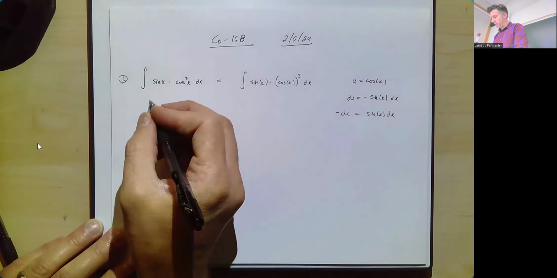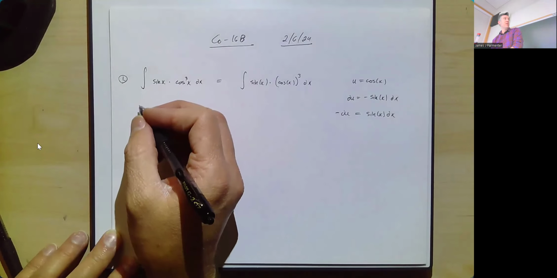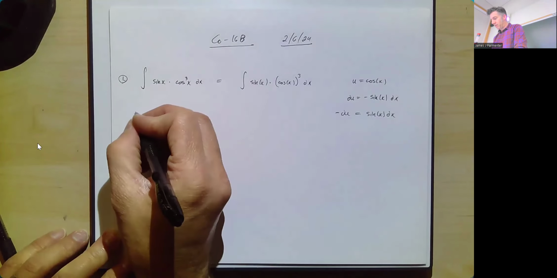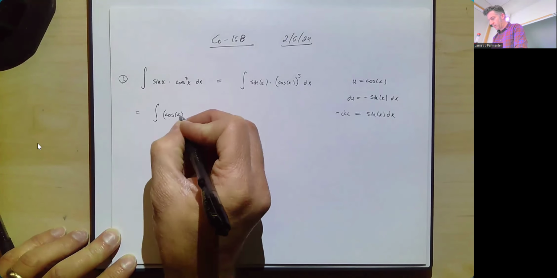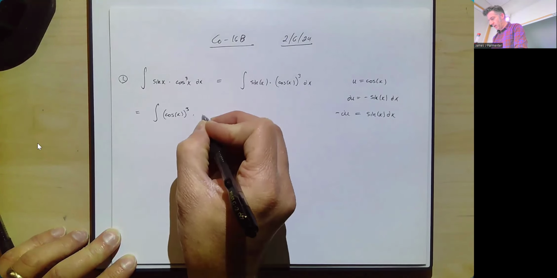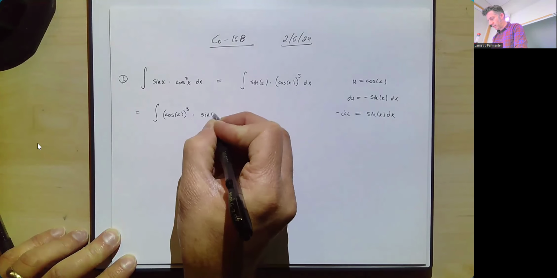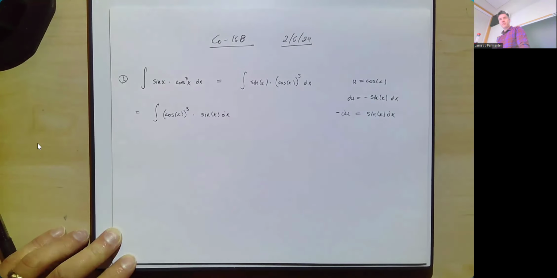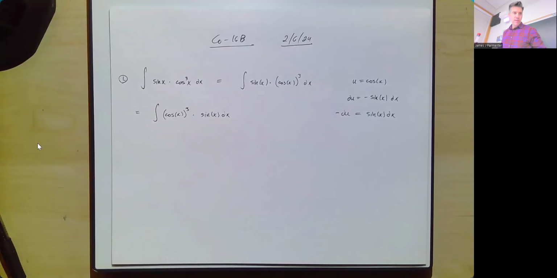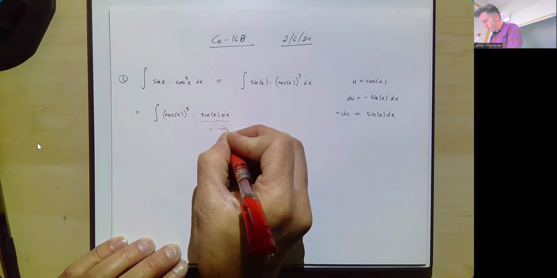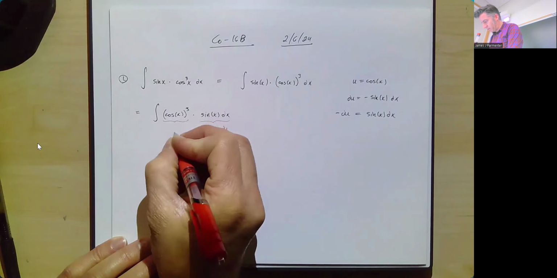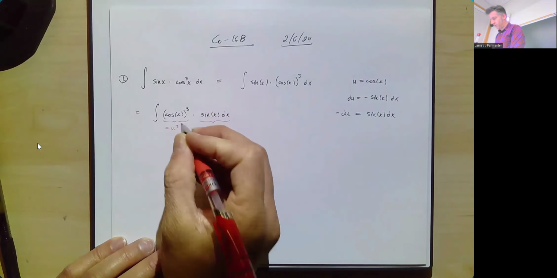I like writing it so the stuff that wants to be next to each other is, meaning I would like to view this as the integral of cosine of x cubed times sine of x dx. And then I'm going to go ahead and replace them. I have the pens. There we go. So sine of x dx is going to be equal to negative du. And cosine of x cubed is going to be equal to u cubed.